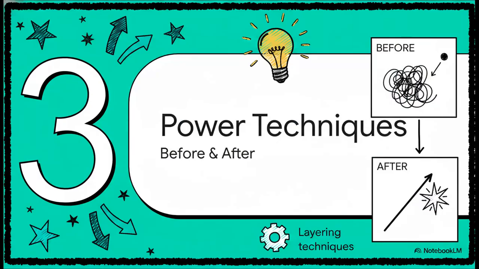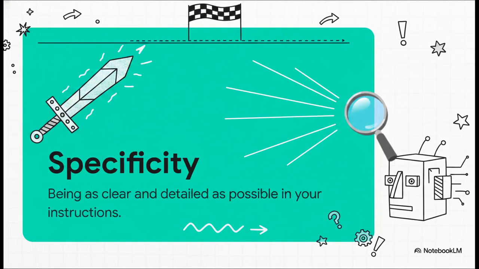Okay, section 3, power techniques by example, featuring some awesome before and after transformations. Now, what's really interesting about this next part is how layering just a few specific, straightforward techniques creates unbelievable before and after results. Our first power technique is specificity, which literally just means being as clear and detailed as possible.